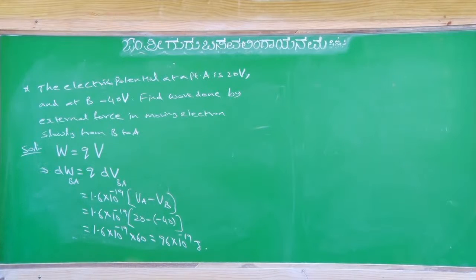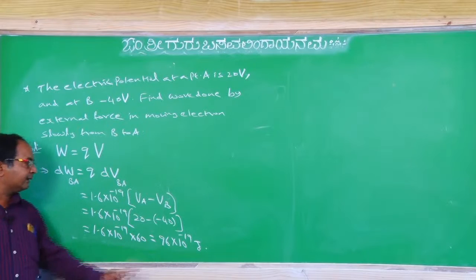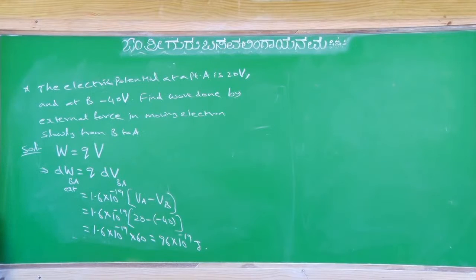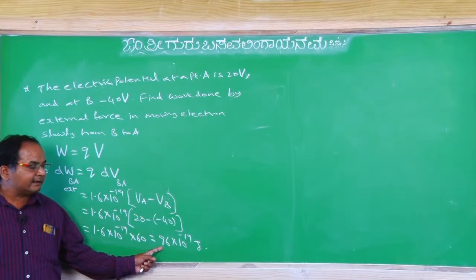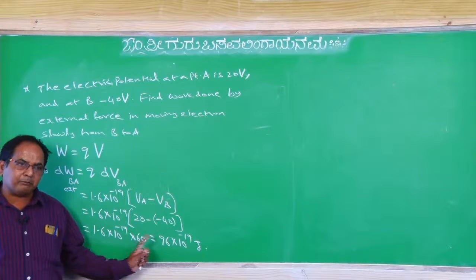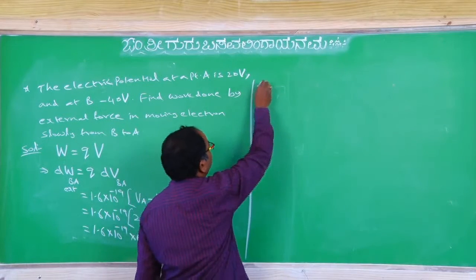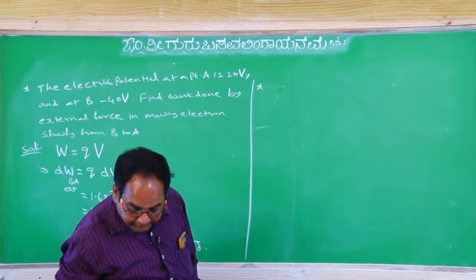Suppose electron work done is asked, then it will become negative. If electron work done is mentioned, then it is opposite to the external work. So the external work is 96 into 10 to the power of minus 19 joule. So if electron work done is asked, then automatically it will become minus 96 into 10 to the power of minus 19 joule. Only the sign convention will be opposite. Next one, another one.